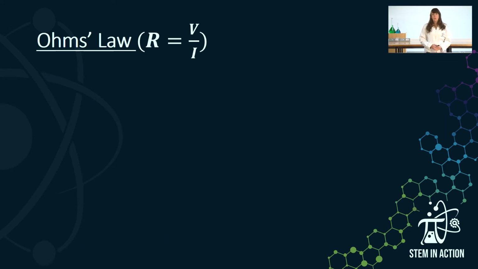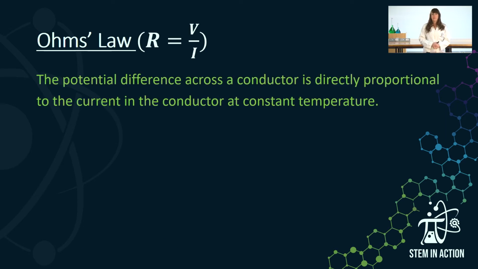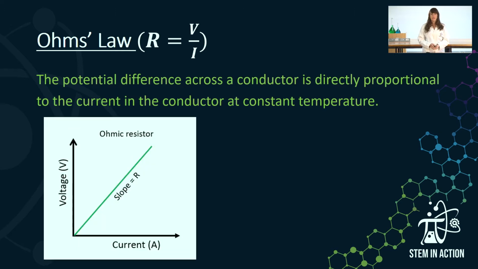Let's recap Ohm's law. Ohm's law says the potential difference across a conductor is directly proportional to the current in the conductor at a constant temperature. So if we had to plot Ohm's law, we would get a nice straight line graph here when we're plotting voltage versus current, and the slope or the gradient of the graph is our resistance.